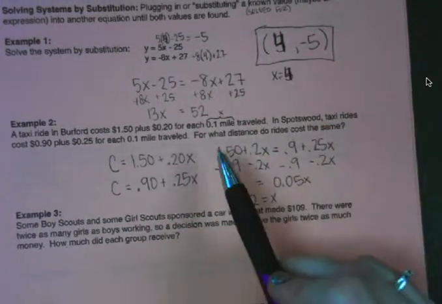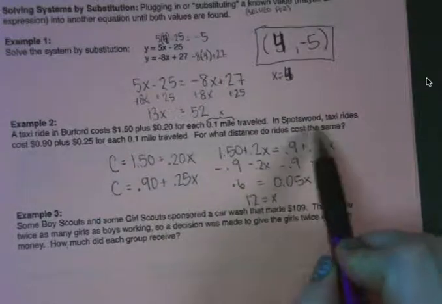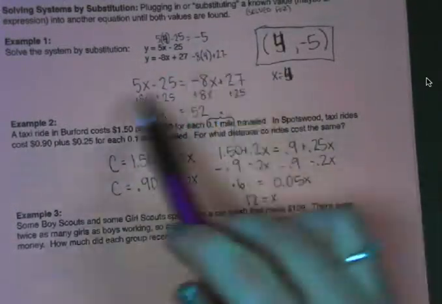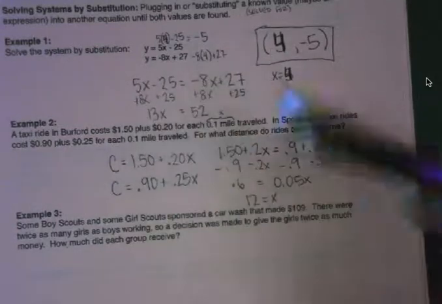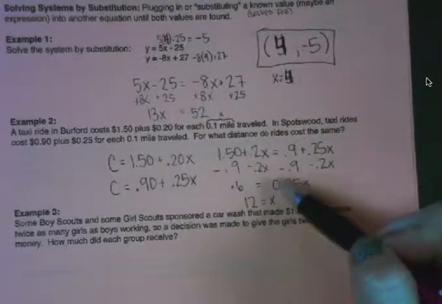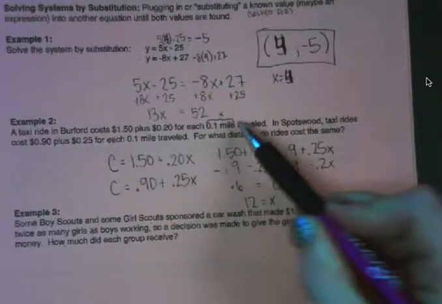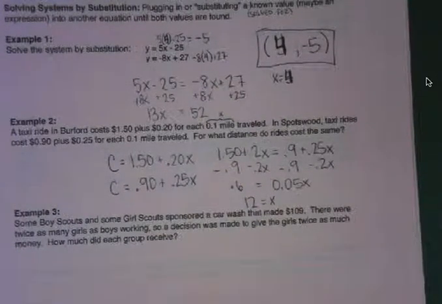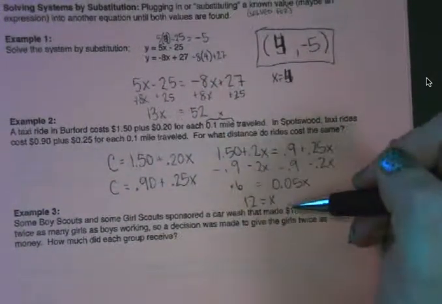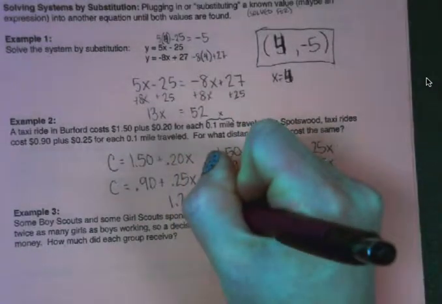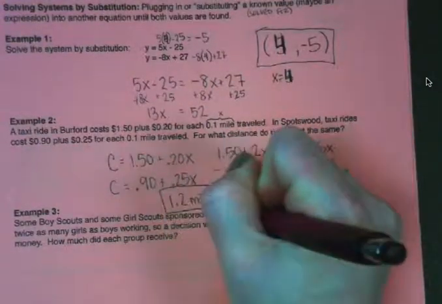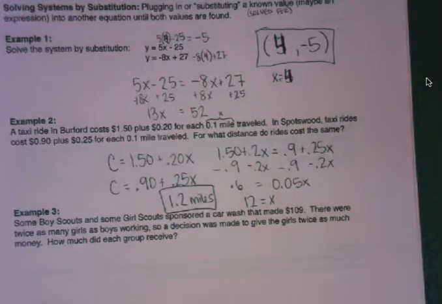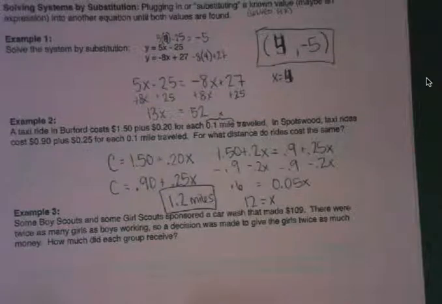The question asks, for what distance do rides cost the same? Up here, we're just solving for x and y. There was no question. Here, for what distance? Well, x, remember, is 1/10 of a mile. So I want 12 of those 1/10 of a miles. So if you multiply 12 by 0.1, that tells us that at 1.2 miles, our rides cost the same. And that's all we needed. We don't have to find the cost at that time. You could, but this is the question that was being asked.